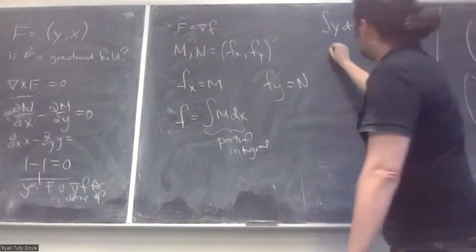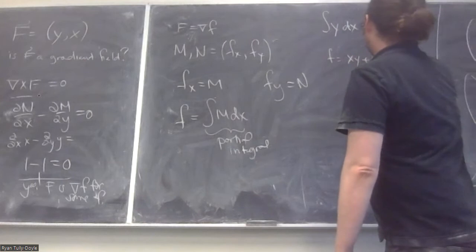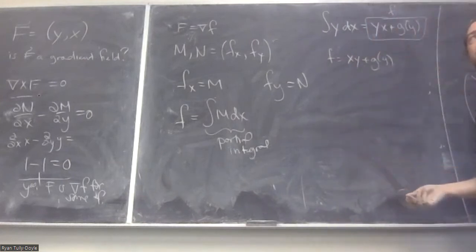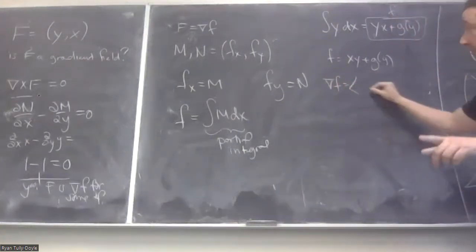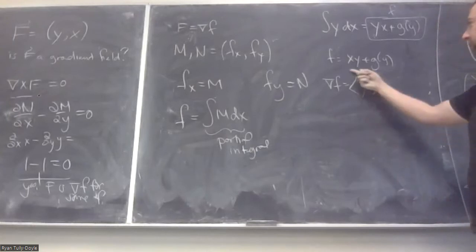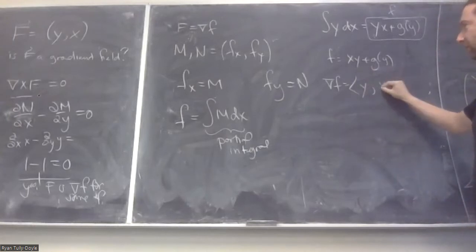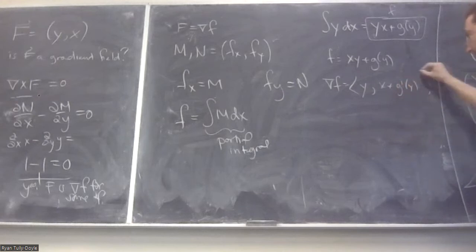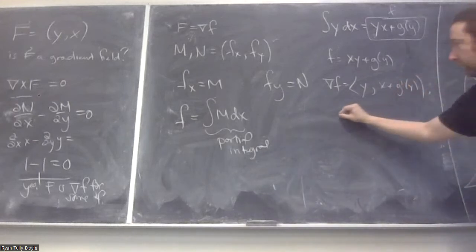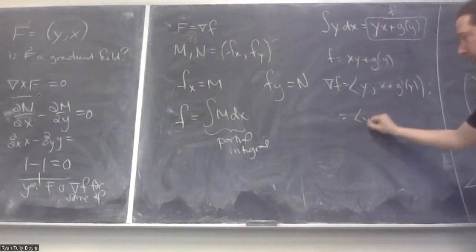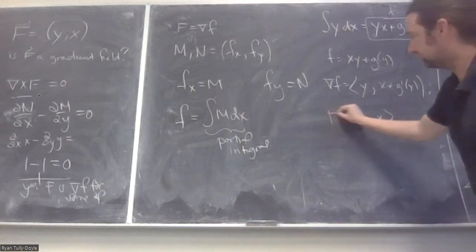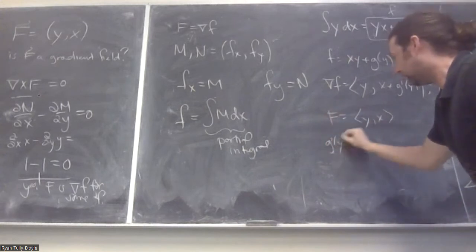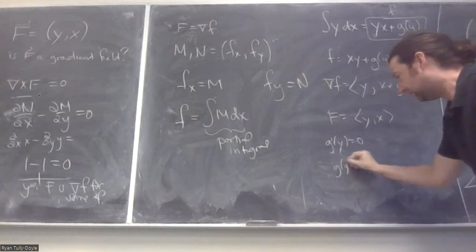So right now my claim is that f is equal to xy plus g of y, where I don't know what g of y is. But we also know that the gradient of f is equal to yx. The derivative of this with respect to y is going to be x plus g prime of y. That had better be equal to what I already know the gradient of f is, which is yx. So what is g prime equal to? Oh, g prime of y is equal to 0. Oh, I know what g of y is. A constant.